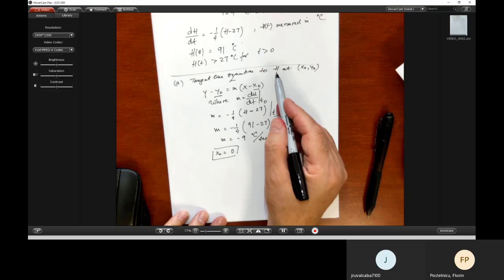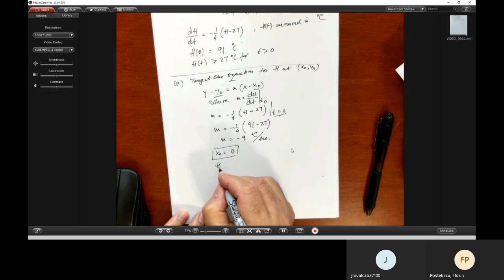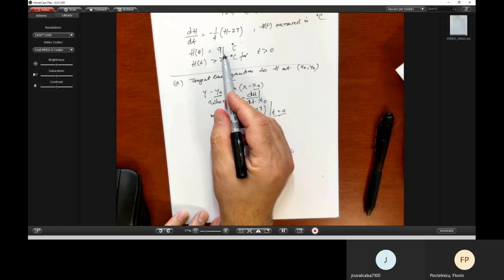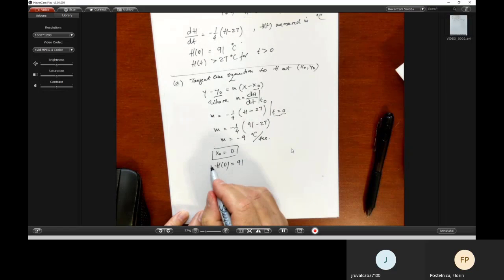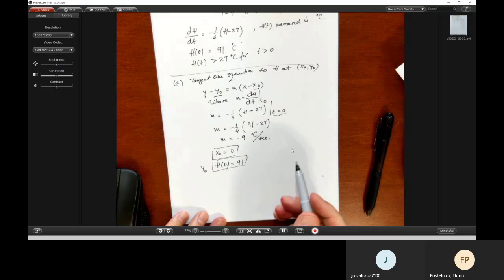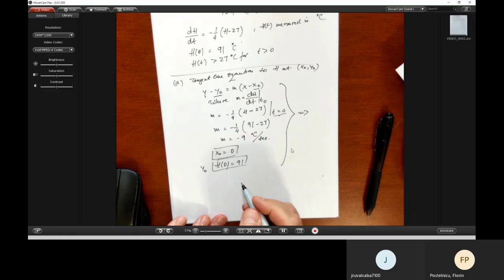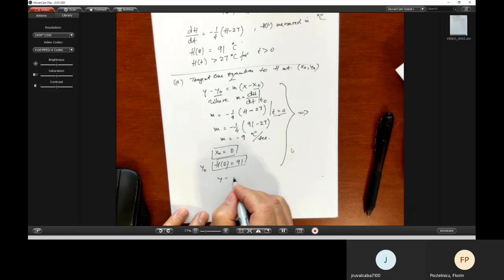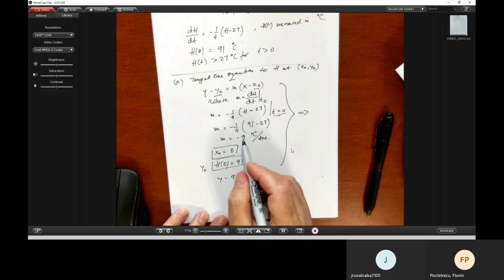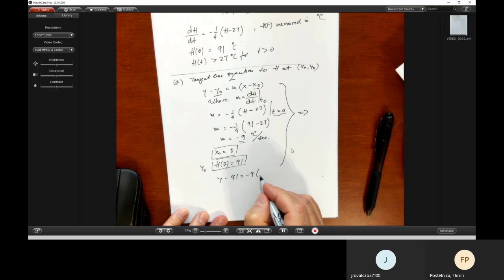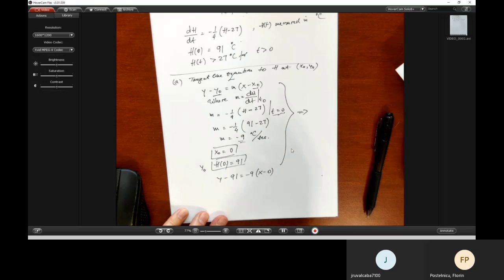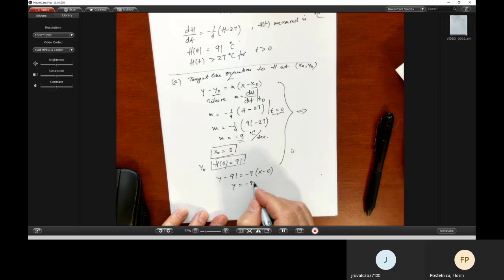Now I have the coordinates for the point, so I can write actually the equation of the tangent line at point 0, 91 degrees. Y minus 91 equals negative 9, that's the slope, times x minus 0. We can write this one as a function of y, so y equals negative 9x plus 91, and this is the equation I have for the tangent line at the graph at point t equals 0.